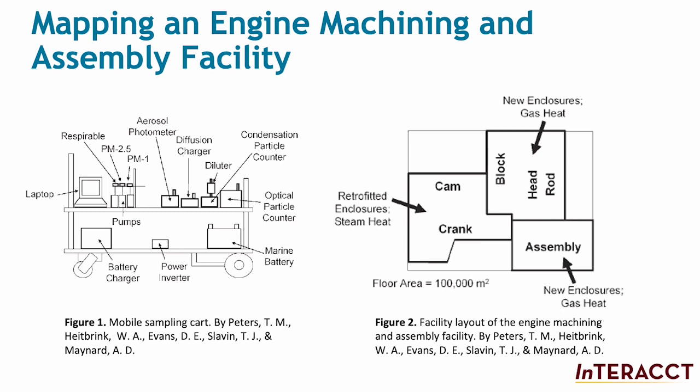So in this example from Peters et al., they performed a spatial mapping process in an engine machining and assembly facility. To be more specific, they utilized a one sample location at a time approach. As shown, they placed a number of different samplers on a cart, including an optical particle counter, a condensation particle counter, an aerosol photometer, and various particulate matter meters, PM meters. They then moved the cart from sampling place to place within the engine machining assembly facility that contained three separate areas: one for cam and crank production, another for block, head, and rod production, and a third for assembly.